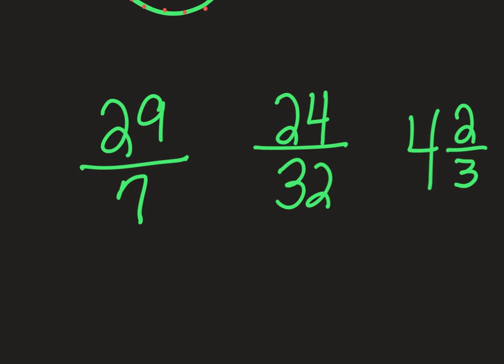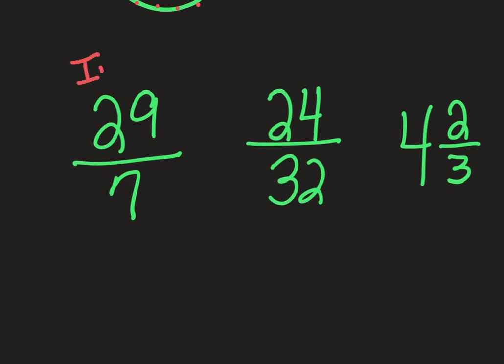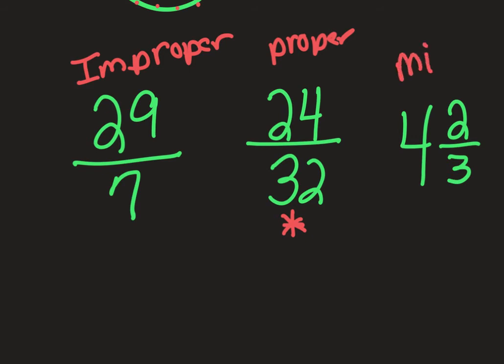So the first one is an improper fraction. It is improper, remember, because your numerator is larger than your denominator. The second one is a proper fraction. It is a proper fraction because your numerator is smaller than your denominator. You typically have proper fractions. And then the last one is a mixed fraction or a mixed number. And the reason it's mixed is because you have a whole number and a fraction.